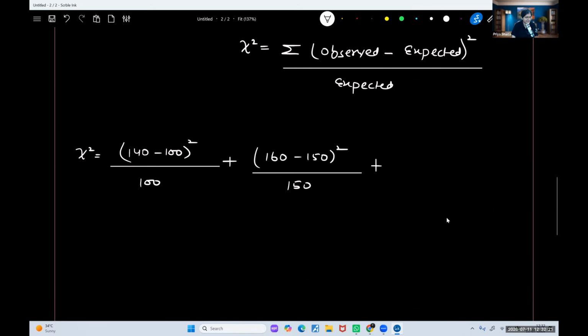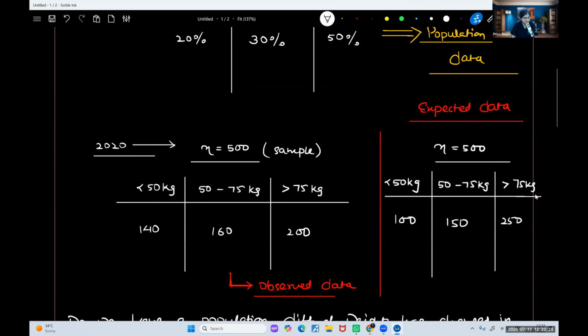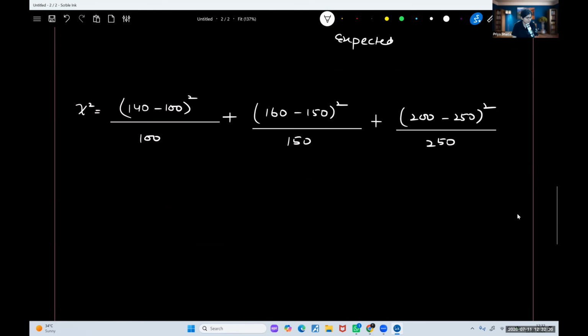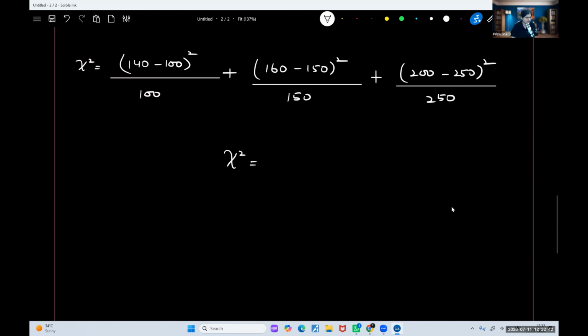Third case में, third category में, what is the observed and what is the expected? 200 and 250. So you will say it will be 200 minus 250 whole square divided by 250. Can you solve this and let me know what is the answer we are getting? Just do it फटाफट से and let me know the final result.